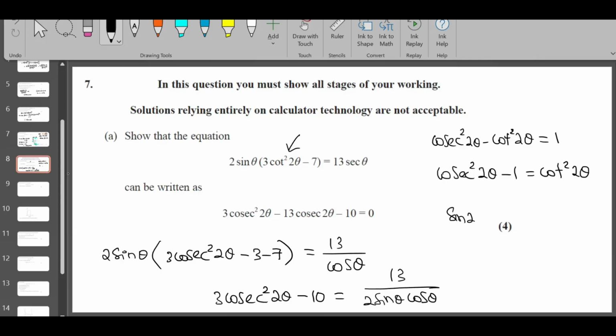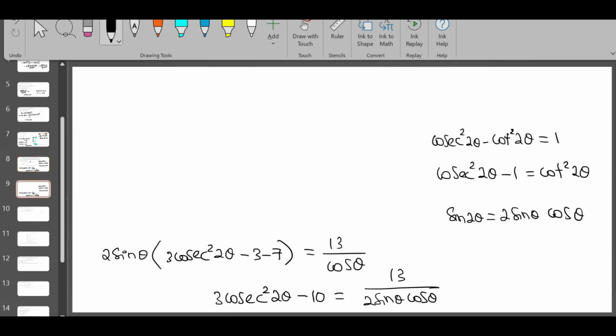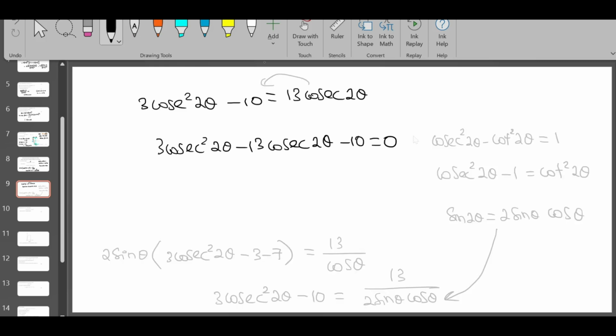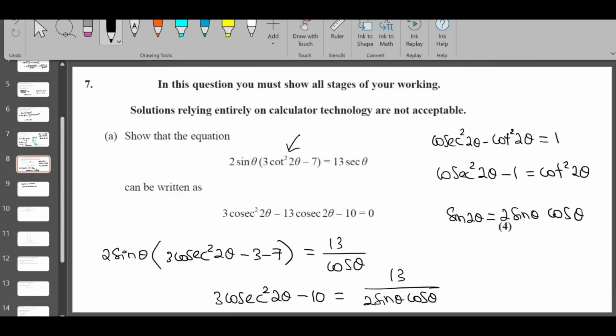We know sine 2 theta is 2 sine theta cos theta, right? So sub in sine 2 theta here. 13 over sine 2 theta is 13 cosecant 2 theta. 1 over sine is cosecant, right? 3 cosecant square 2 theta minus 10. Put this here, you got the answer already. 3 cosecant square 2 theta minus 13 cosecant 2 theta minus 10 is 0. That's all. That's what they want us to prove here, right?